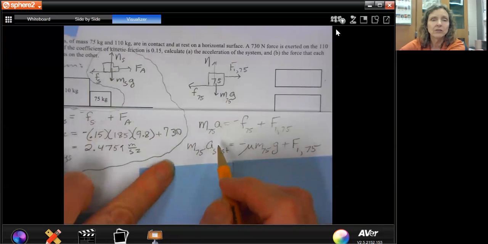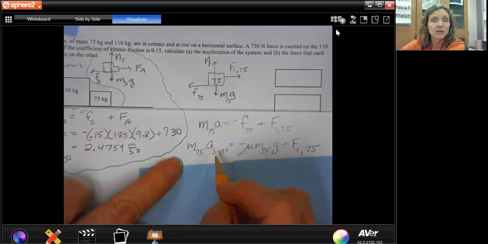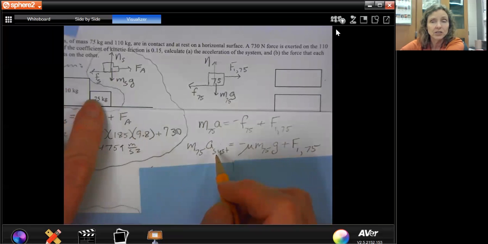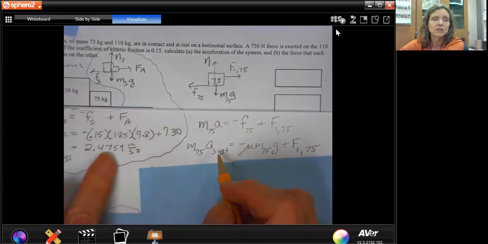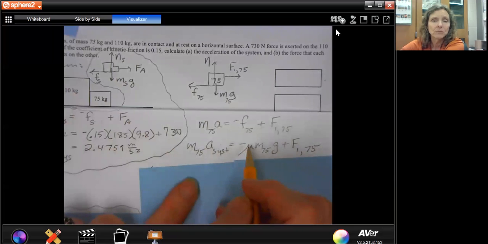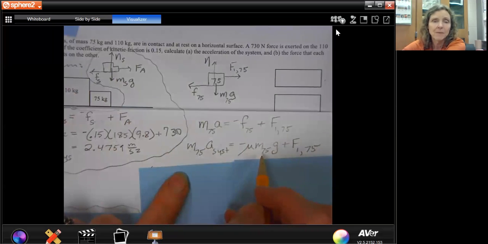So when I come down here to do mass times acceleration, I remember that the acceleration of these two blocks, because they're touching, has to be the same. And it's also the same as the acceleration of the whole system. So right here, I'm going to use this 2.4759 calculation. And then here's friction, mu mg again, but this time the mass will be just the 75 kilogram mass.